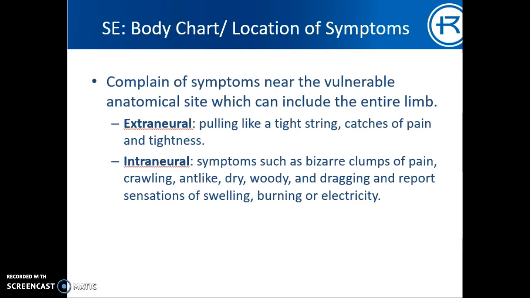impairment, they will complain of words like pulling like a tight string, catches of pain, and tightness. If it's an intraneural issue, the symptoms that the patient will report are something like bizarre clumps of pain, crawling, ant-like, dry, woody, and dragging, and report some sensations of swelling, burning, and electricity.